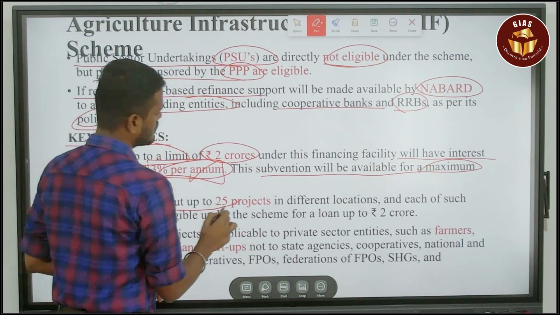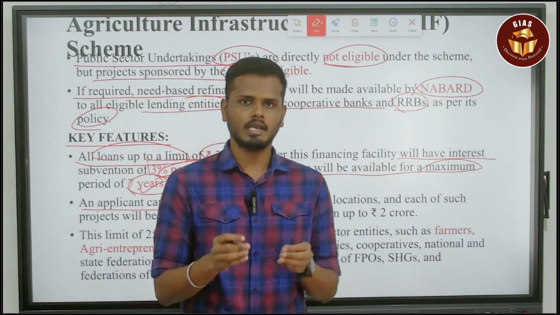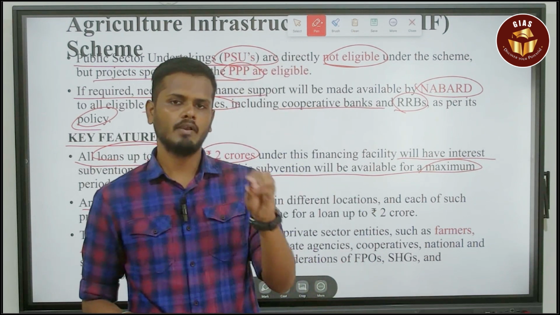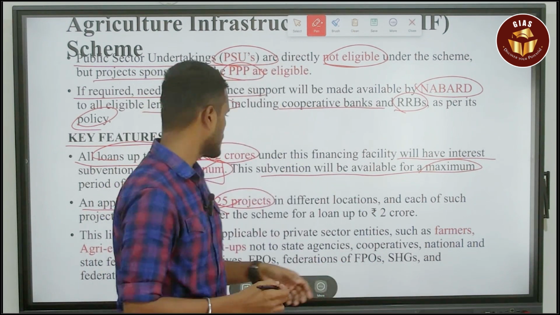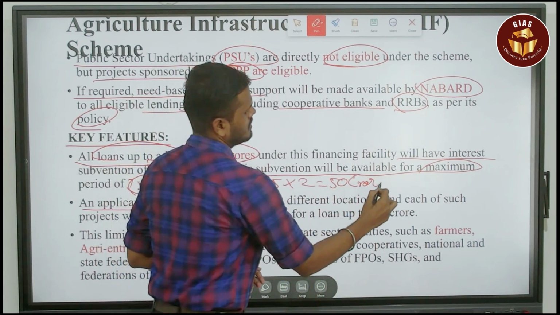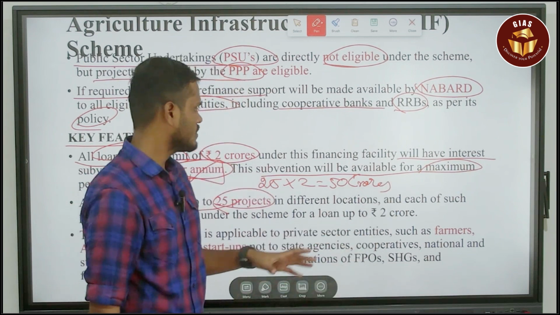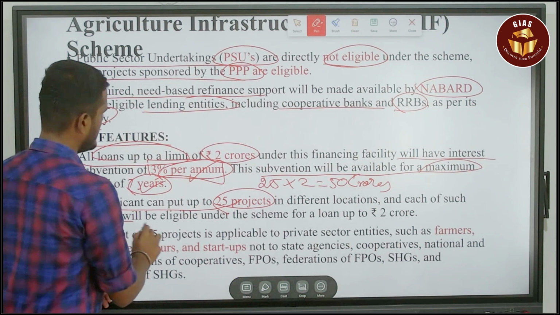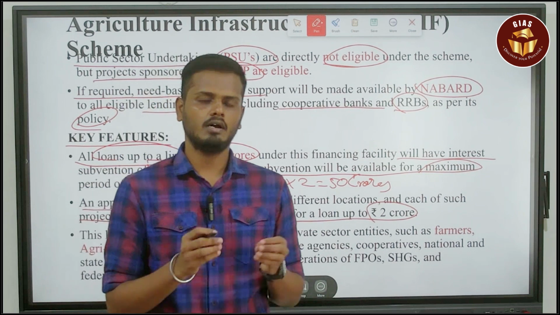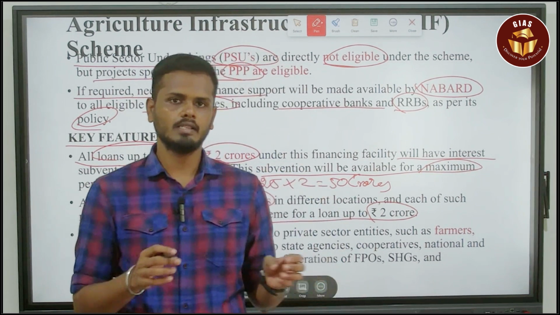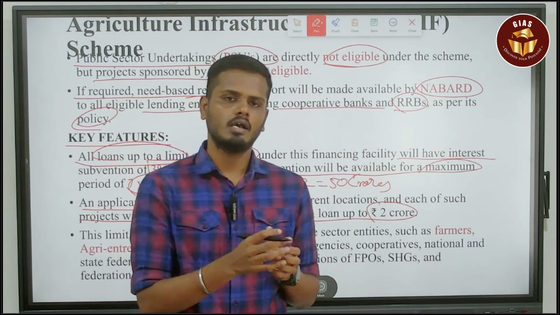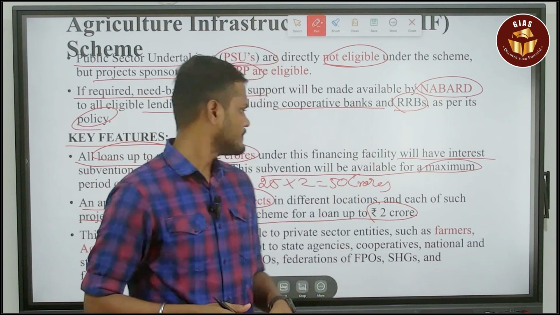An applicant can take up to 25 projects. The applicant may be an organization or an individual person. They can apply for loans for 25 projects, which means 25 into 2 crore, almost 50 crore, that a person can get as a loan under the scheme. The projects will be eligible under the scheme for a loan up to 2 crore each. The person can apply for loans for 25 projects, and they can get 2 crore for each project. Then they can start the projects in different locations in India.